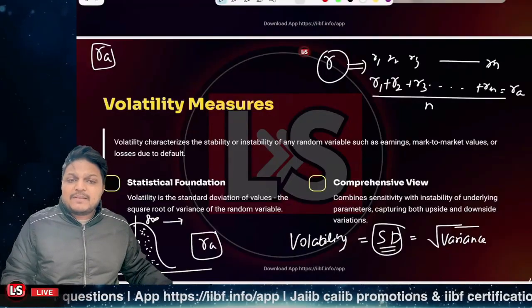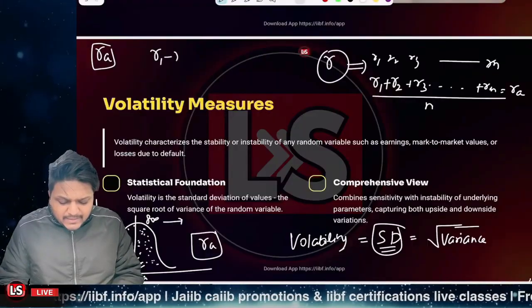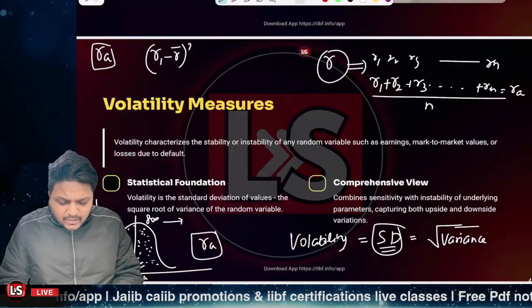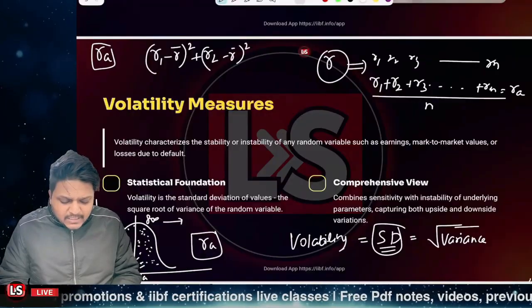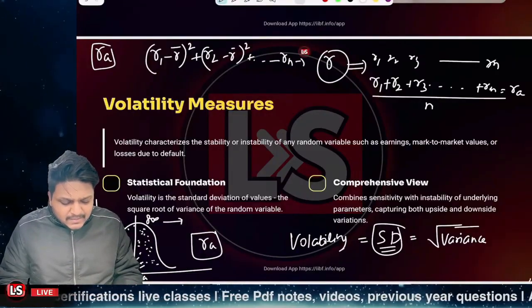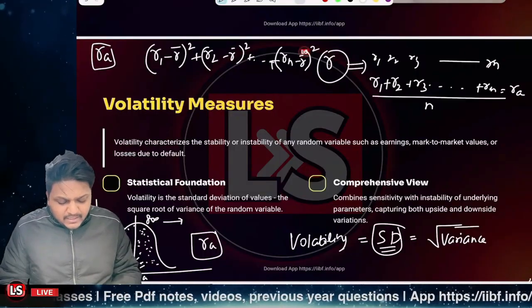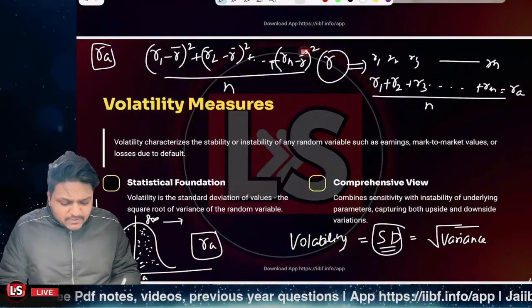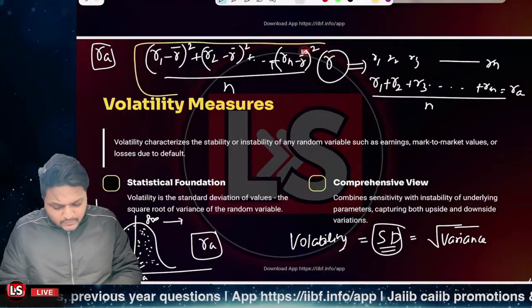It's the sum of differences from the average mean, right? So it will be (R1 minus R bar) squared plus (R2 minus R bar) squared, and so on up to (Rn minus R bar) squared, and divided by the number of terms. This is the formula.